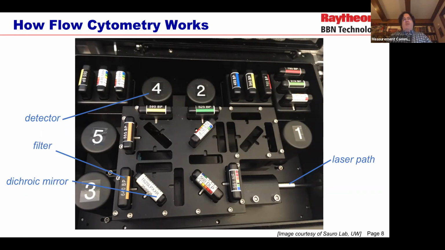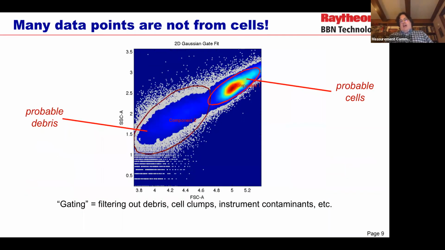So moving forward, let's talk about one of those challenges with a flow cytometer, that a lot of the data points that you get are not from cells. Here's one example of a fairly typical distribution. Here we're plotting the forward scatter, this is the thing that has something to do with particle size, against the side scatter, which is the thing that has something to do with particle sort of lumpiness, granularity.